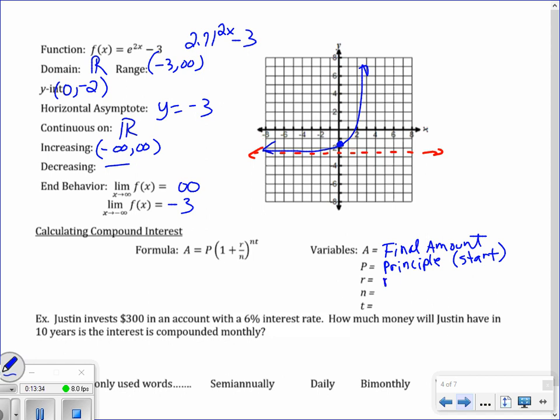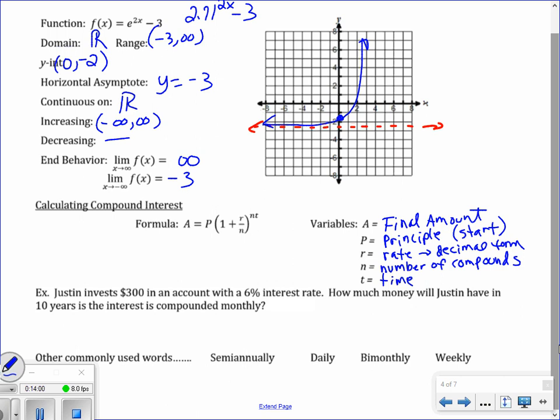R is your rate, your interest rate, but you have to remember it has to be in decimal form or it's going to mess us up. And n is your number of times of compounding, and I'll explain that in a minute. So number of compounds. And T is your time. What I'm talking about here is, in this problem it says this is compounded monthly. So in this problem my n is going to be 12, because every month, and it's for 10 years, and you'll see it in the problem working.